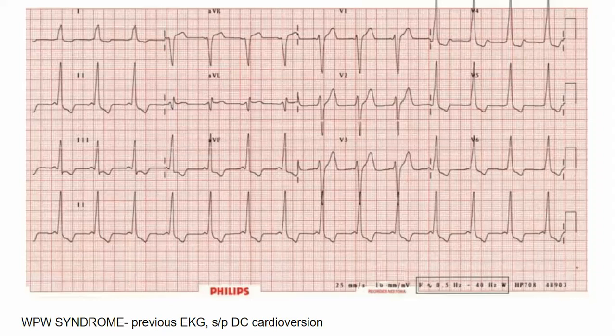In other words, this P wave is not conducting to the ventricle. It can't. The P wave is depolarizing the atria, but the signal bypasses the AV node, and that signal allows for the ventricles to be depolarized through the bundle of Kent, or through the accessory pathway.